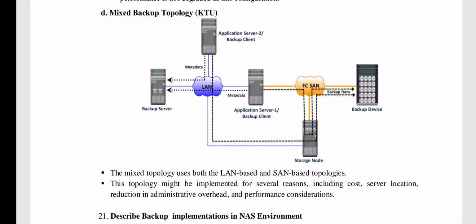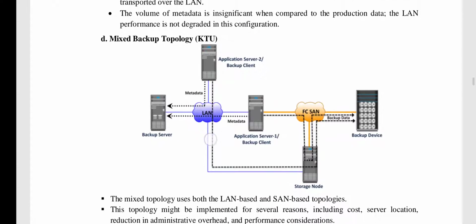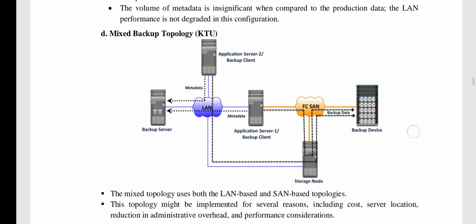Next is a KTU question, that is mixed backup topology. Here you can see, as I said earlier, it is a combination of LAN and FC SAN. Okay, so in some cases the backup client will send to the storage node to the backup device through the LAN, as you can see, through the LAN, storage node and the backup device. You can see the arrow.